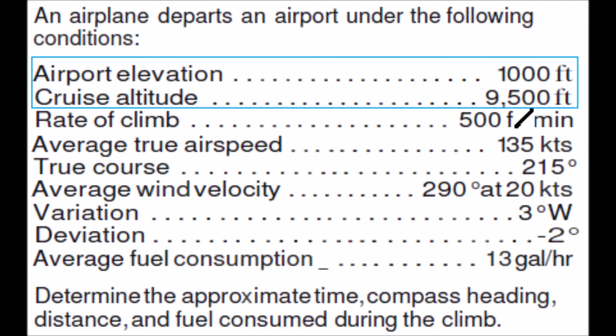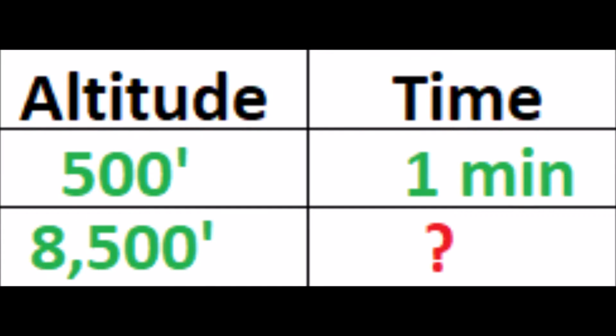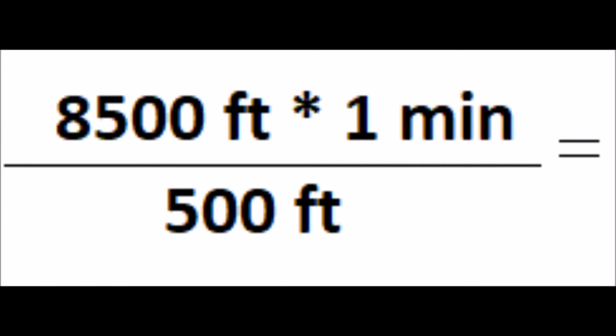Let's start by figuring out the time, since it's the easiest. The airport has an elevation of 1,000 feet, and we need to climb to 9,500 feet. In other words, we need to climb 8,500 feet. And we are going to climb at a rate of 500 feet per minute. Doing our formula, to climb 500 feet takes a minute. So how long does it take to climb 8,500 feet? That's simply 8,500 divided by 500, and it gives us 17 minutes.